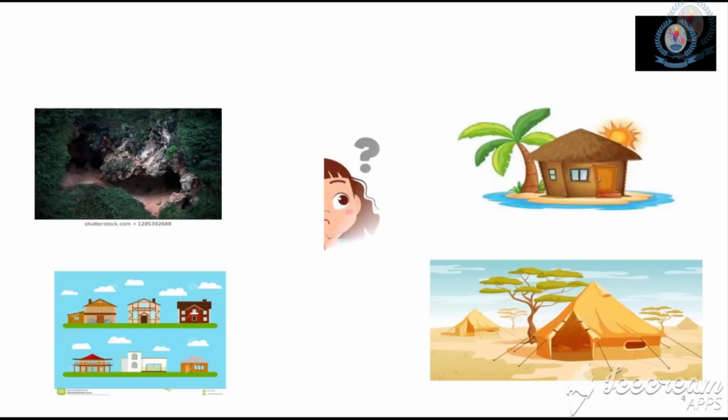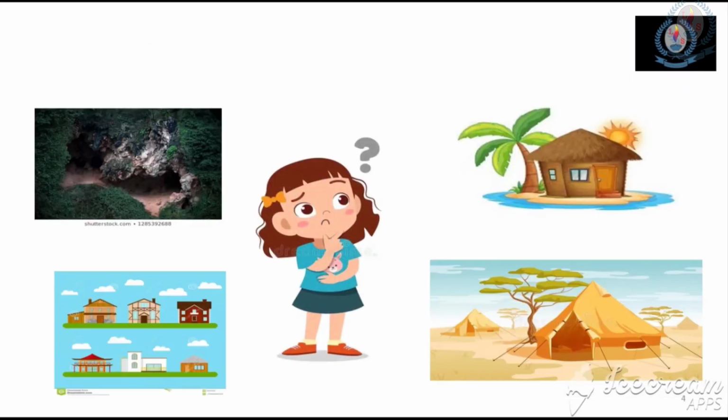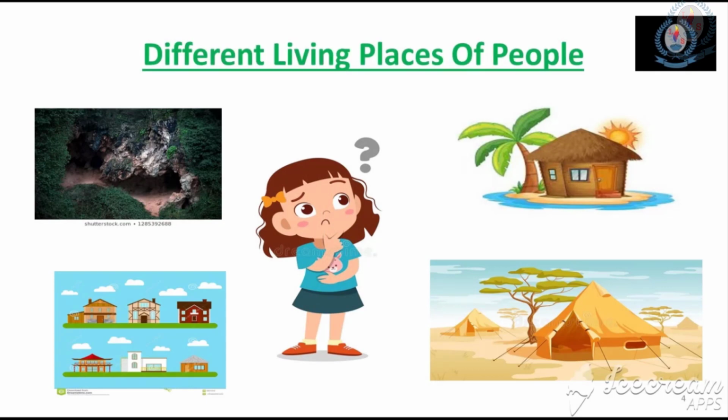First of all, what are the different living places of people? Let's find out. In this lesson, we are going to learn about different living places of people, or homes around the world. People live in many different types of home around the world, each with their own characteristics. People often make homes to suit where they live.